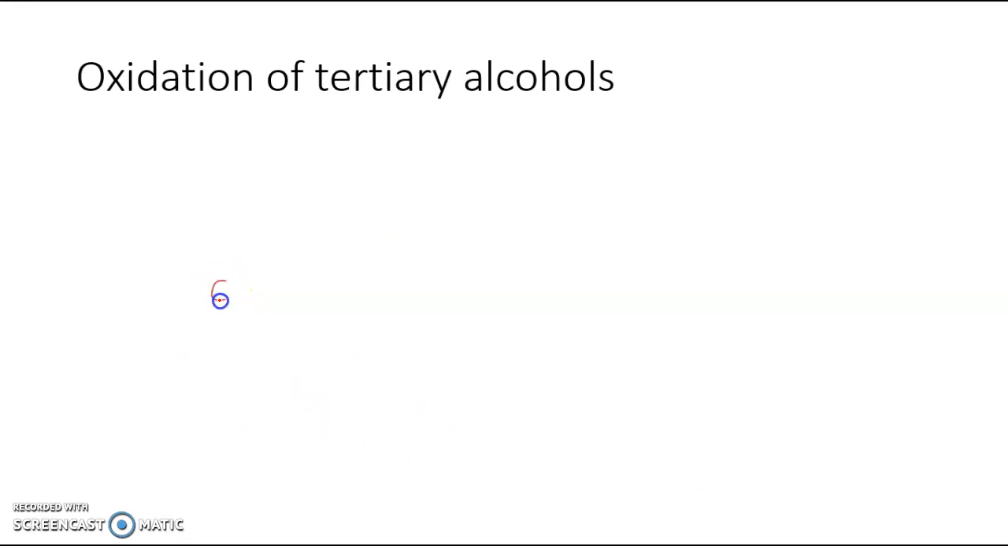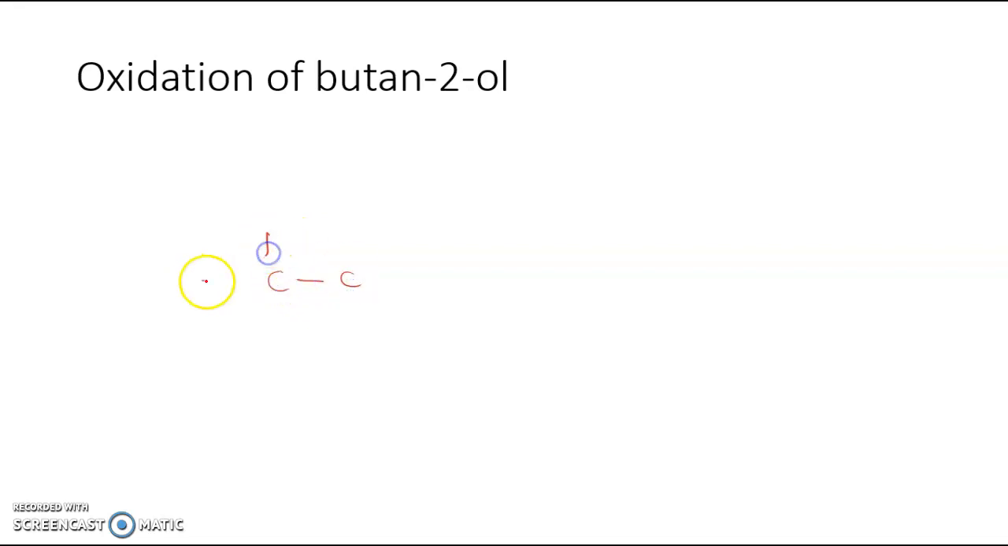3 degree alcohol, if I look at 3 degree alcohol, there is no hydrogen left, therefore it will not undergo any oxidation. So in a nutshell, primary alcohol gets oxidized to carboxylic acid, 2 degree to ketone, 3 degree will not undergo any oxidation.